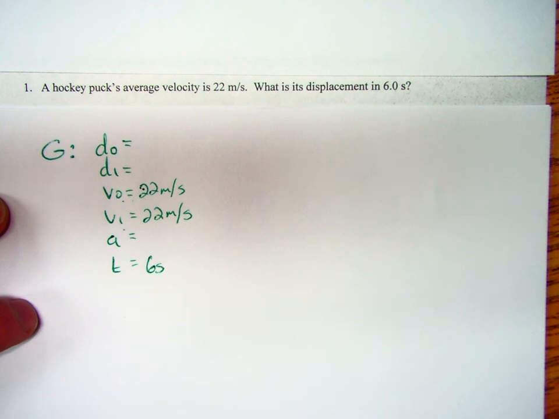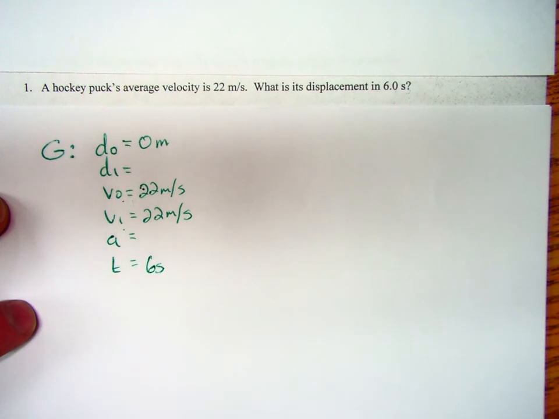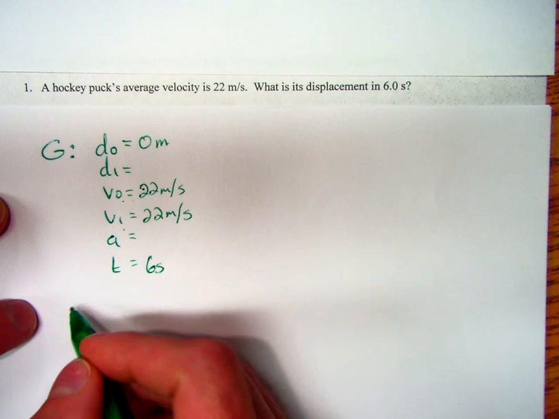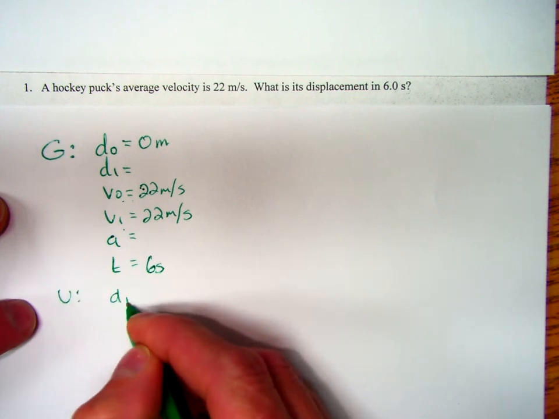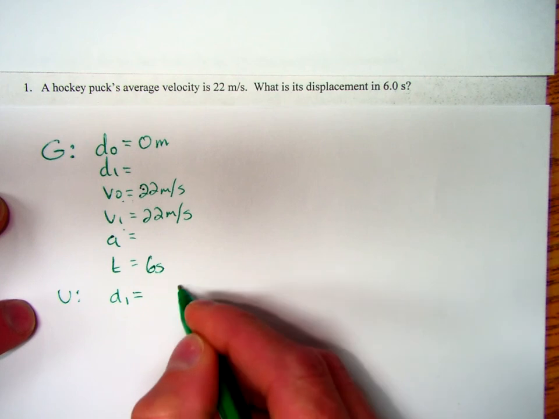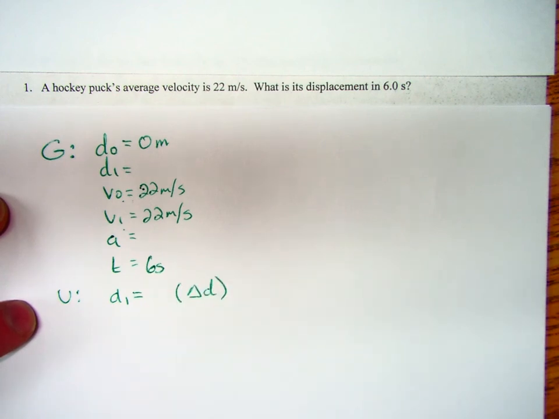That's delta D. If we decide that D0 is 0, in other words, if we put the starting point at the origin, then D1 is equal to the displacement. So our unknown is D1, or you can write delta D, which is displacement. D1 is the final position. Delta D is the displacement from the origin.